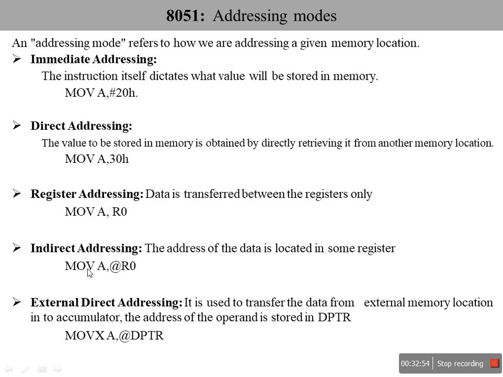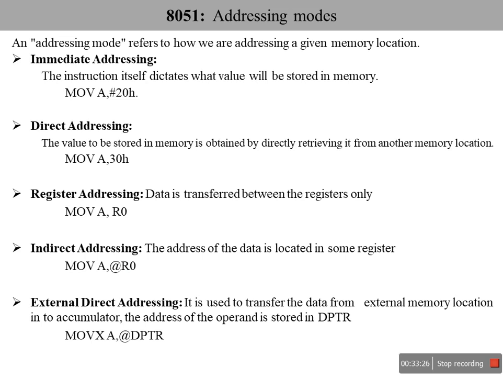We can compare this with direct addressing mode. Here the address of the operand is given in the instruction, whereas here the address of the operand is stored in some register R0, and that register is mentioned here. Since it is an indirect way, control goes to this register, gets the data, that data is the address of the operand, then it goes to that particular location, from there it gets that particular operand and stores it into the accumulator. Hence this is called indirect addressing mode.